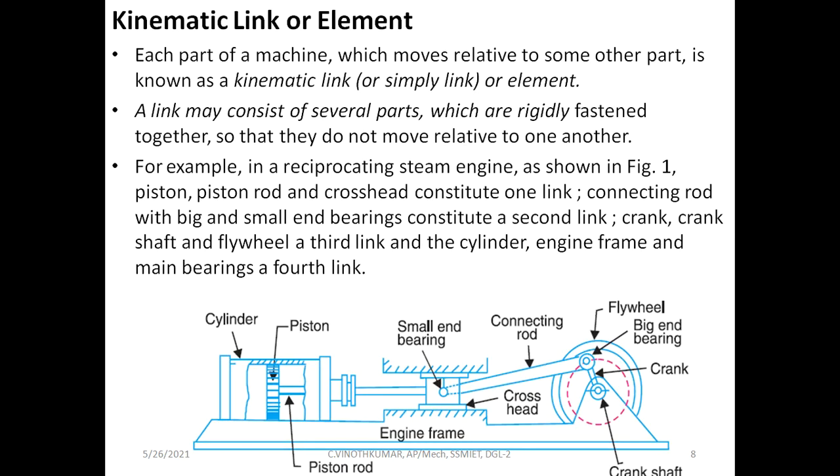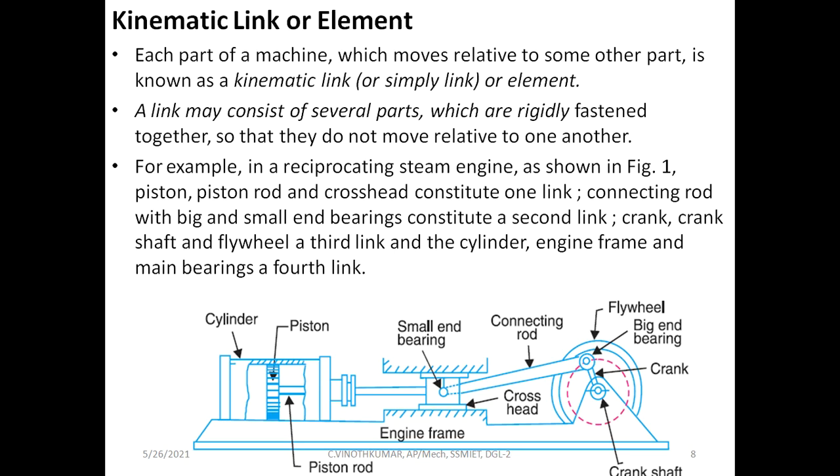Next, kinematic link or element. Each part of a machine which moves relative to some other part is known as a kinematic link or element. A link may consist of several parts which are rigidly fastened together so that they do not move relative to one another.